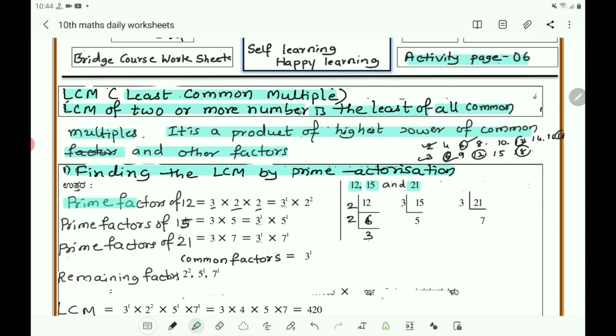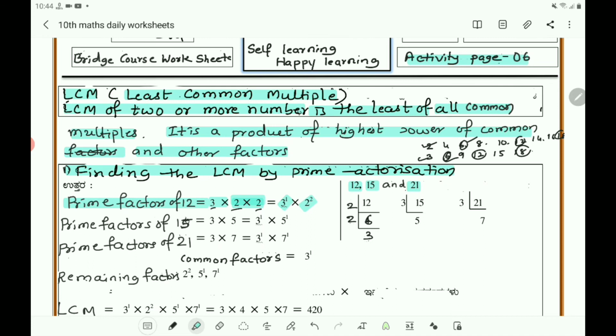So here the prime factors of 12 are 3 into 2 into 2, and you can express them in the form of powers: 3 one time, so 3 power 1, and 2 two times, so 2 power 2.